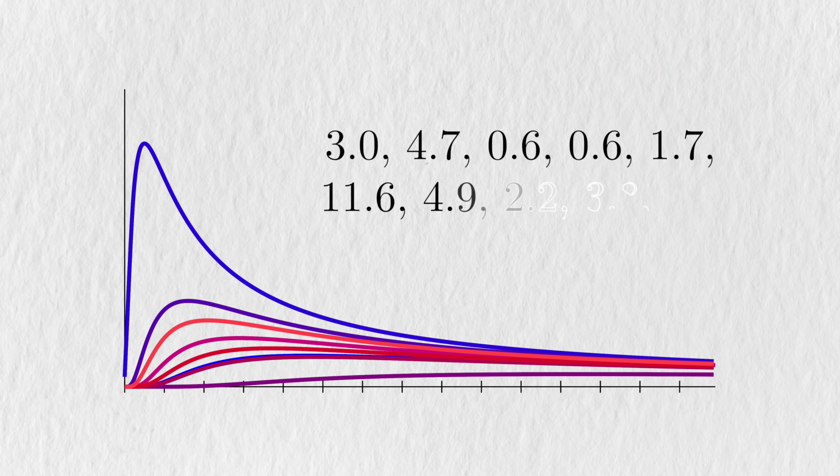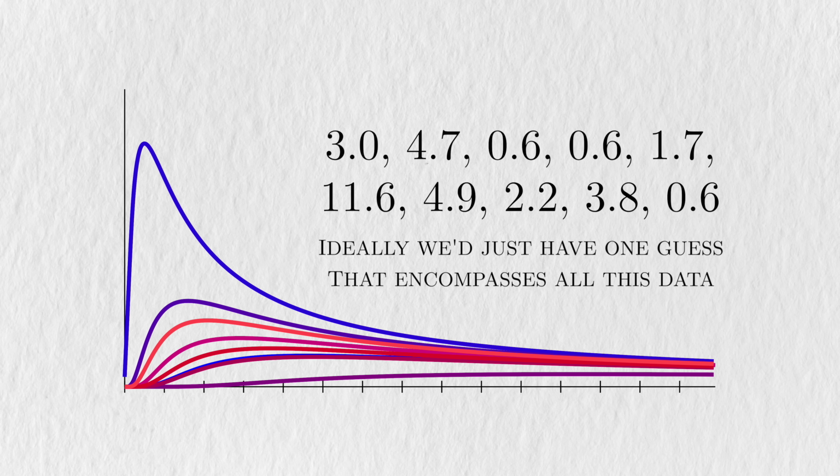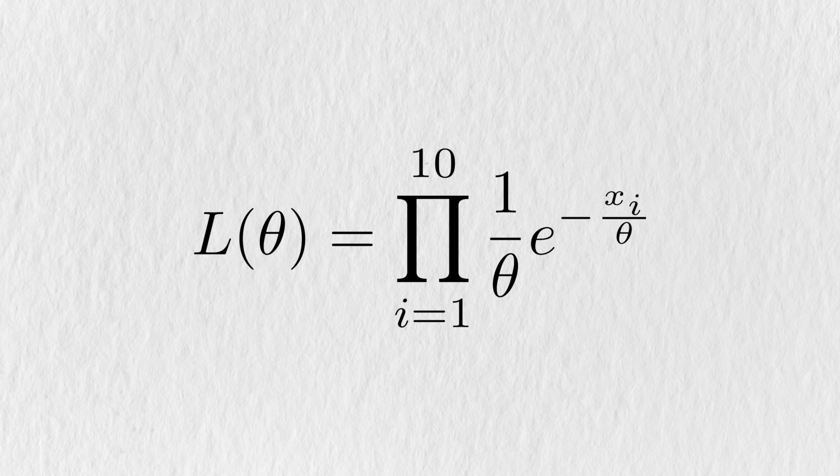But if I were to repeat this process with the other 9 data points, then we'd get 9 other functions, each being maximized at a different point. It's not very helpful to have 10 different guesses to what theta is. Ideally, we'd have one guess for theta that encompasses all the data we collected. Instead of working with 10 functions, we can combine them by taking their product, which results in this function. This function is so important to statistics that it's been given a special name, the likelihood.